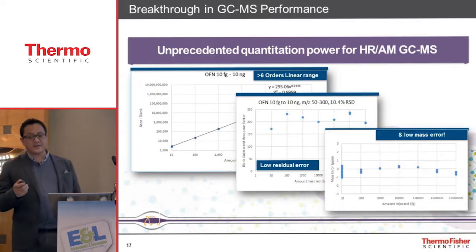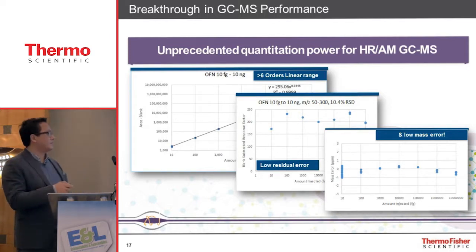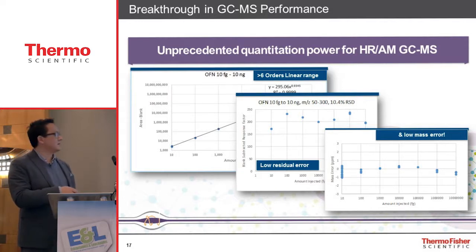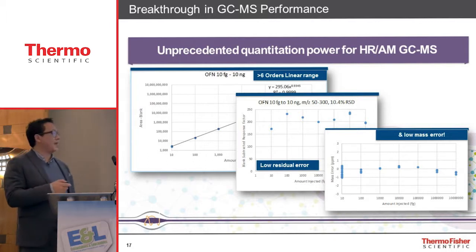And again, as I mentioned, it's linear over a very wide range. So unlike TOF technology with ADC or TDC detectors, you'd normally see some form of saturation at the high end. We don't see that on this system at all. This is 10 femtograms, right the way up to 10 nanograms, perfectly linear. So effectively, that just means less analyses, more time in the lab.